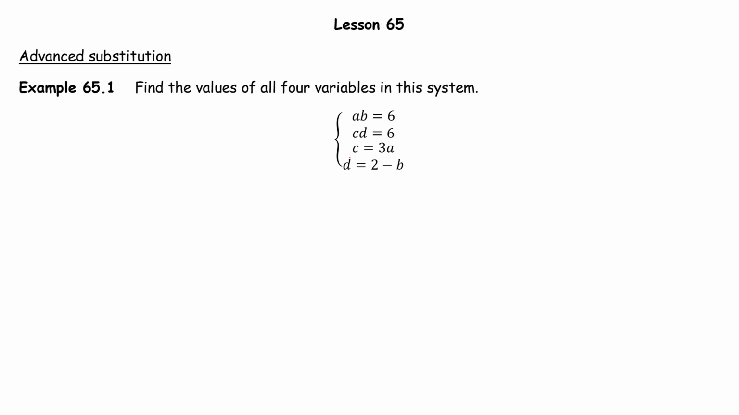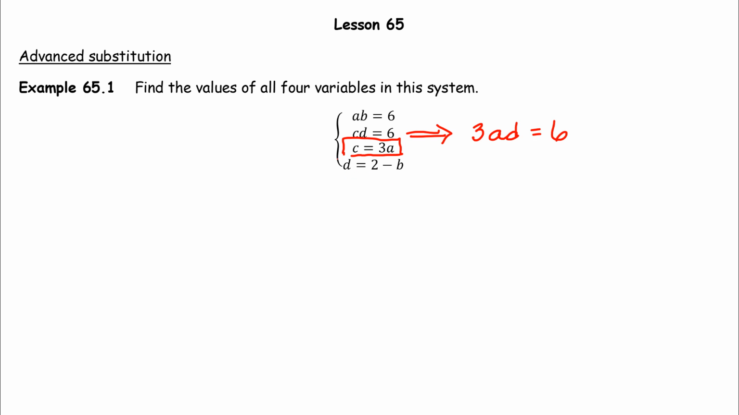So as we did in class, I'm going to look at this equation right here, c equals 3a, and I'm going to put 3a into the second equation. So substituting 3a for c, cd becomes 3ad, and that equals 6.